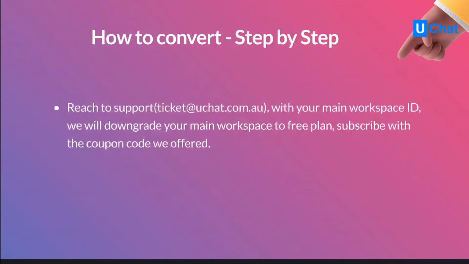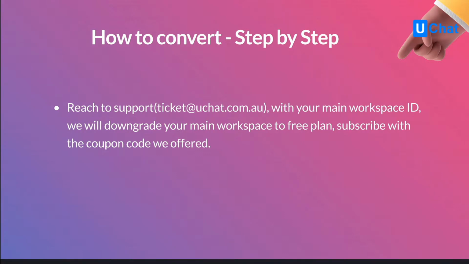Okay, so how do you get this upgrade if you want it? It's very simple. You send your main workspace ID. By main workspace, I mean the workspace that has the white label settings. You can find your workspace ID in your workspace settings. You send it to support ticket at uchat.com.au.